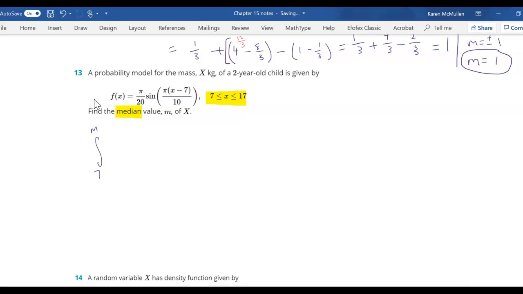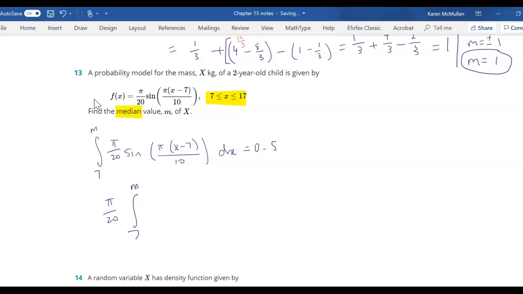Then our function is pi on 20 sine of (pi x minus 7) on 10 dx equals 0.5. Now you could go ahead and do this by hand. So I'm going to do it by hand just because I like a challenge, and why not make a few more mistakes tonight? So 7 to m.